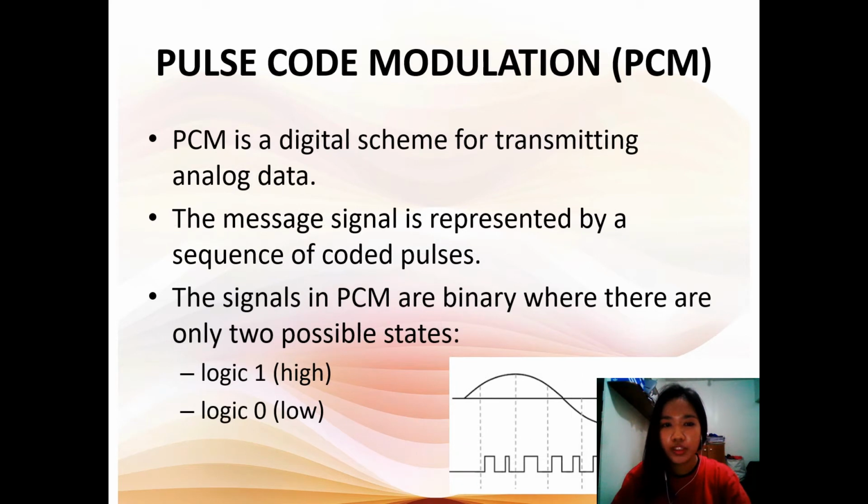So moving on to the first type, which is pulse code modulation or PCM. It is a digital scheme for transmitting analog data. The message signal is represented by a sequence of coded pulses, and these signals are binary, which can only have two possible states, and that is logic 1, which means high, or logic 0, which means low.